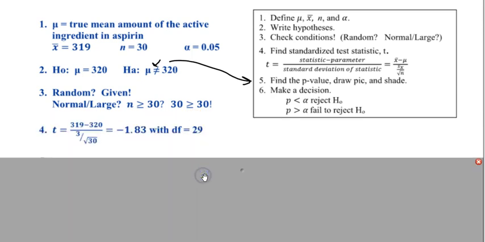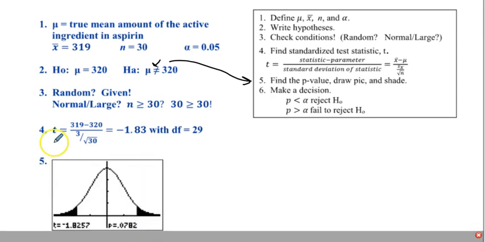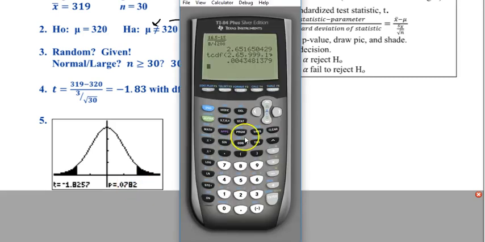Step 4, do the calculation. So X bar minus mu over the standard deviation, and our degrees of freedom is 29. That gives us negative 1.83. So when we draw, remember, it's actually going to be on both sides, at negative 1.83 and positive 1.83. The p-value is right there, but again, we're going to do our tcdf.